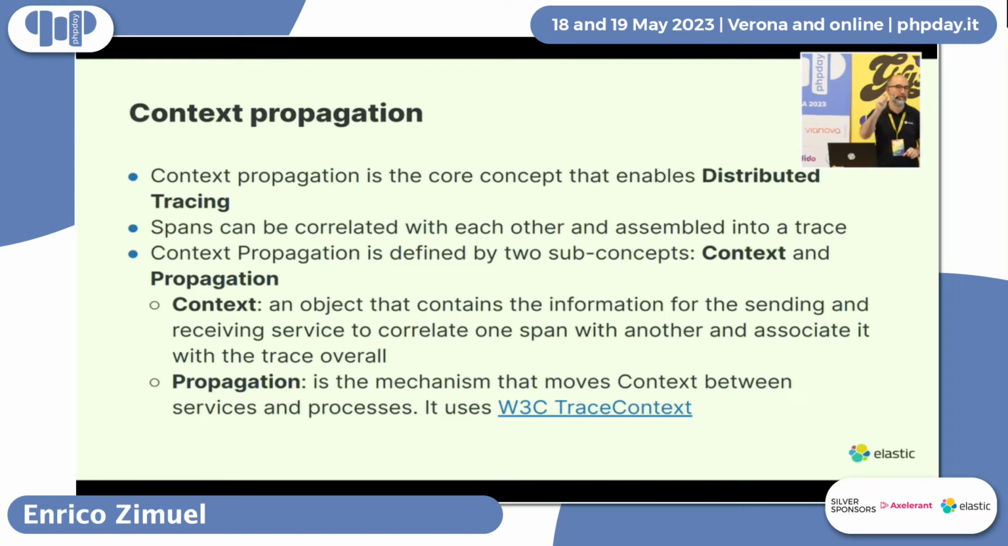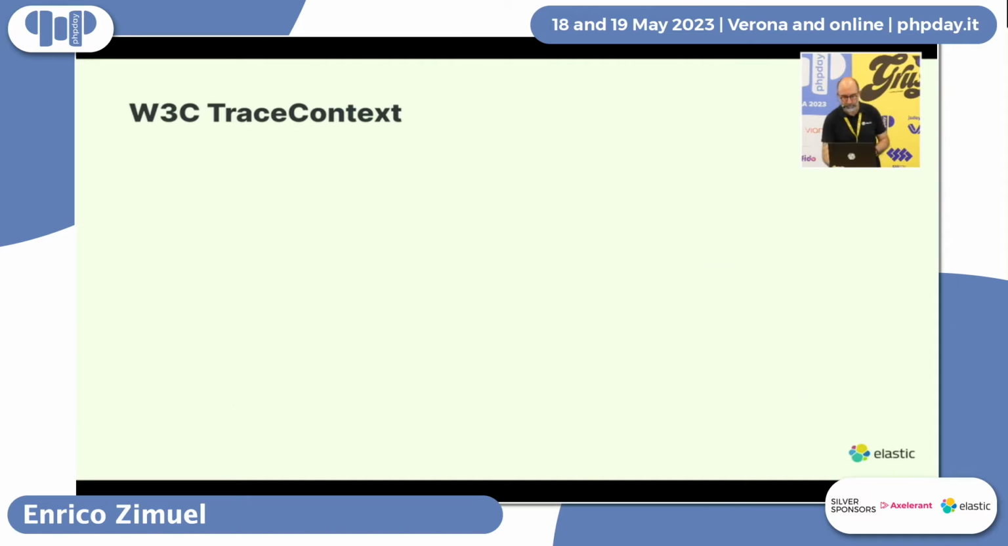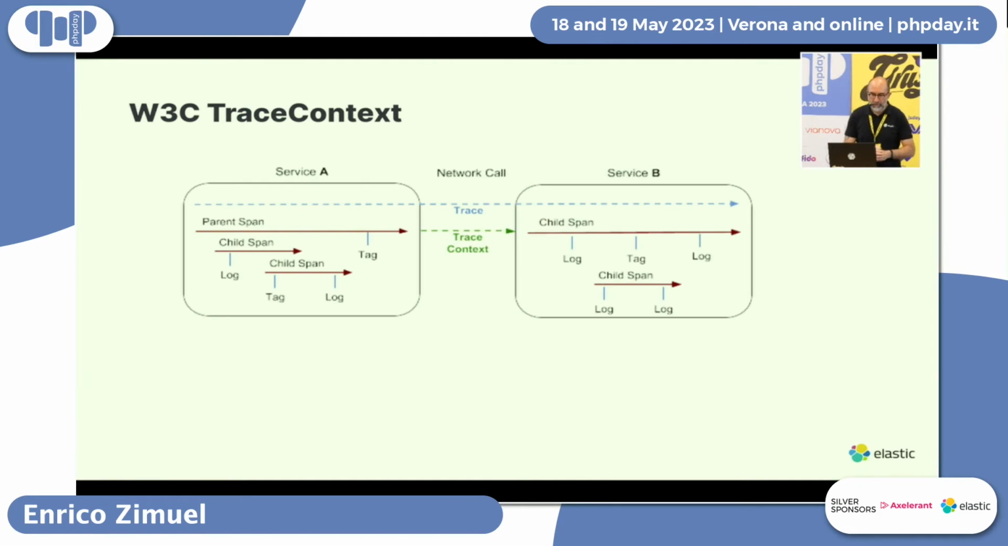You have an ID, and you have to pass the ID between the HTTP calls. So imagine that you have two services, service A and service B. You have a lot of stuff running on service A and the same on service B. At some point, service A needs to call service B. That's the idea. In this call, you pass the trace and the trace context as an HTTP header.